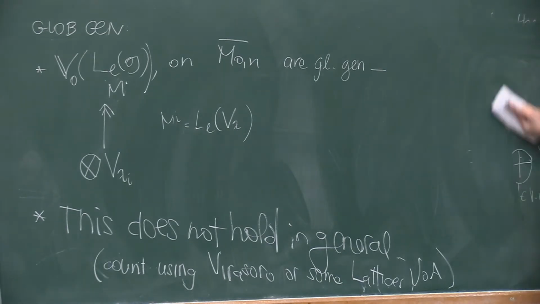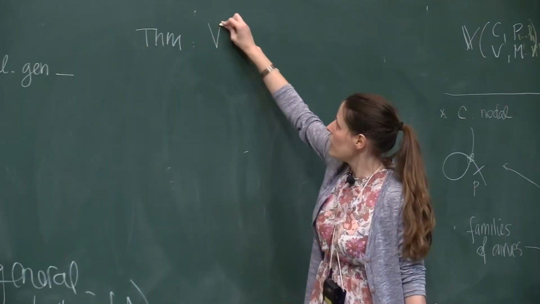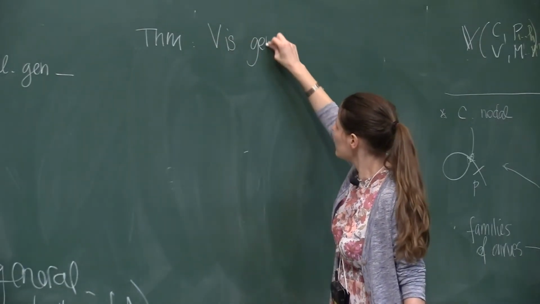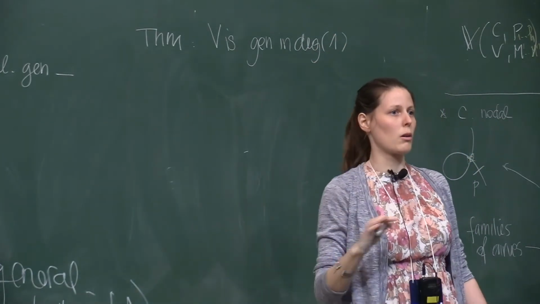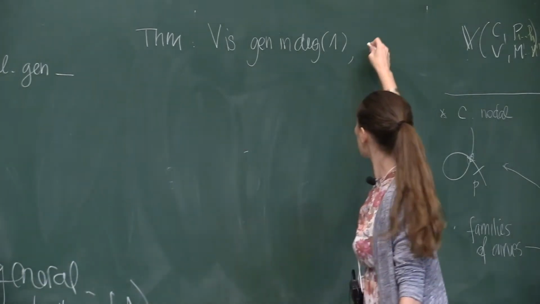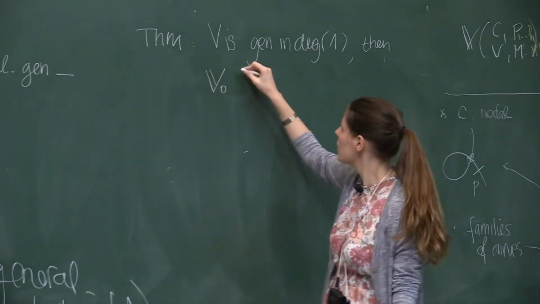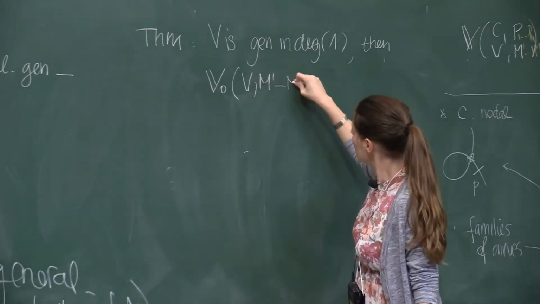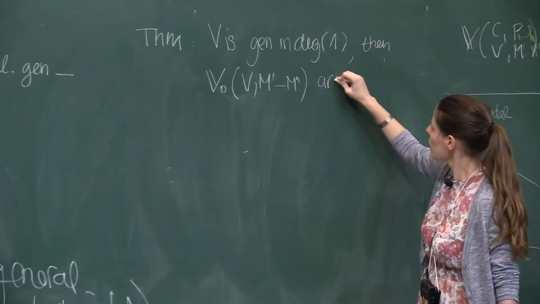And so it's natural to ask, under which assumption is this globally generated, can we know? And this is the work with Angela Gibney and myself. And we said that, well, if V is generated in degree 1, and here I'm not assuming C2 or rational, then on genus 0, these shifts are globally generated.